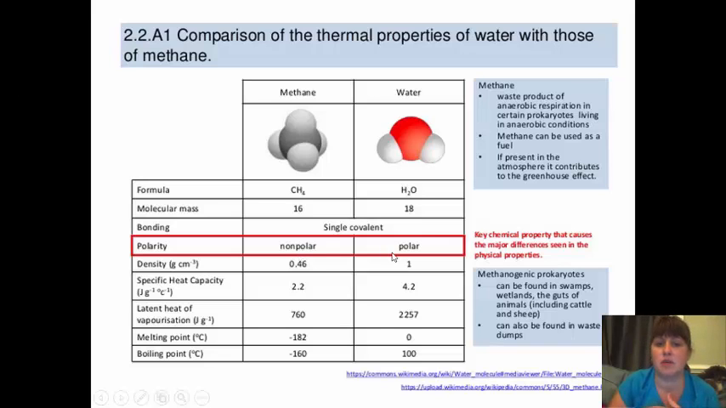This difference of the nonpolar and the polar is really what causes most of the differences that we see down here with their properties. It causes the differences between the density, specific heat capacity, and latent heat of vaporization or evaporation. The melting point differences are huge, as are the boiling point differences. So where do we find methane? Well, it's a waste product of anaerobic respiration, and it can also be used as a fuel. It's present in the atmosphere and can contribute to the greenhouse effect.